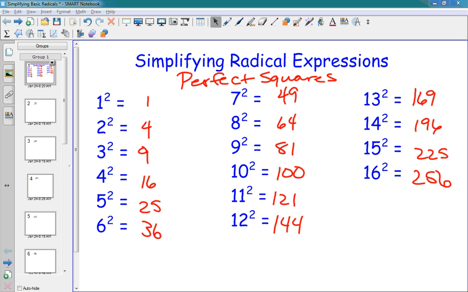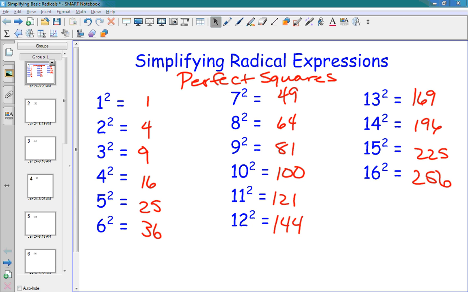Now, you need to memorize this table right here. This is a very simple concept. You probably already have it memorized up to 10. I want you to memorize them up to 16. So 1 squared is 1, 2 squared is 4, 3 squared is 9, 4 squared is 16, 5 squared is 25, 6 squared is 36, 7 squared is 49, 8 squared is 64, 9 squared is 81, 10 squared is 100. You're good there. Then things start to get wishy-washy for you.